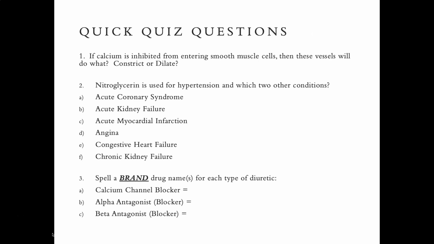All right, quick quiz. If calcium is inhibited from entering smooth muscle cells, then these vessels will do what? Will they constrict or will they dilate? Nitroglycerin is used for hypertension in which two other conditions? And A should be acute coronary spasm. Sorry about that. Spell a brand drug name for each type of antihypertensive. They're not necessarily diuretics. My apologies there. I'll have to fix that. So spell a brand name drug for a calcium channel blocker, alpha antagonist, and beta antagonist.